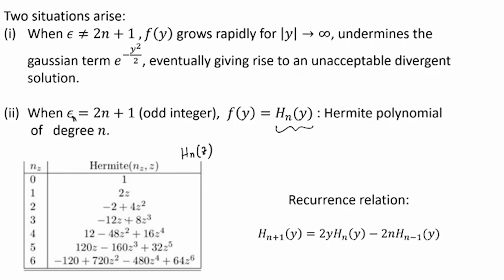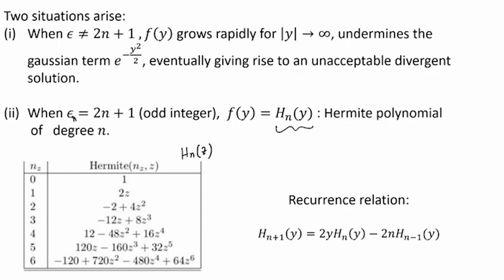For n equal to 0, as I said, it is allowed, and for n equal to 1, it is equal to 2z, which means 2y if you write it in terms of y, and for n equal to 2, it is minus 2 plus 4z square, or minus 2 plus 4y square, and so on. So, there are a few Hermite polynomials that are listed here.